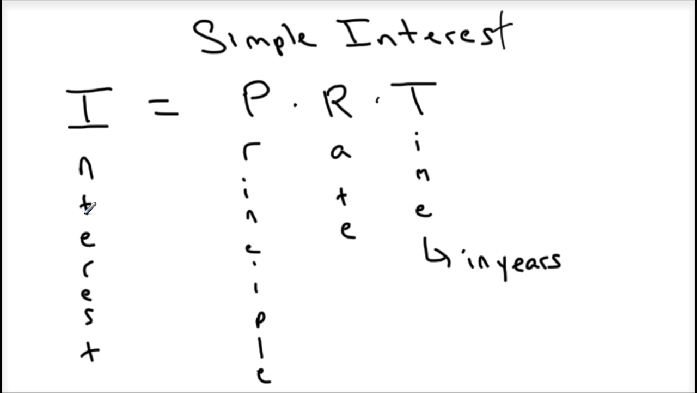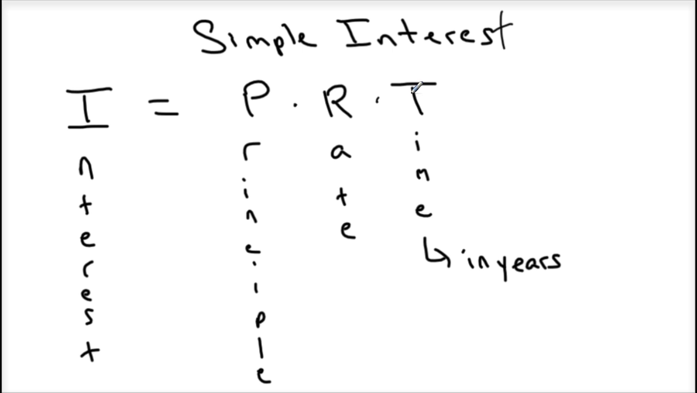I is the interest that we earn, or the money that we earn. P is the principal, the money we put in, or deposit into our simple interest account. R is the rate, or the percent. And T is the time, and time is always in years. Okay, so we have to be careful that it's always given in years. If not, if it's given in months, then we need to make it a decimal.